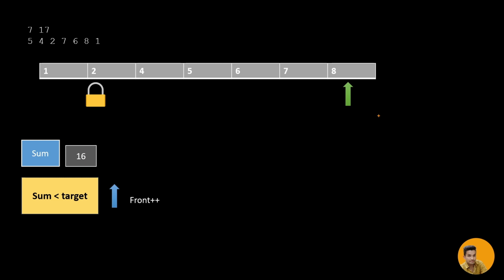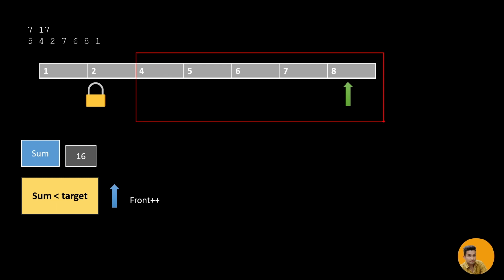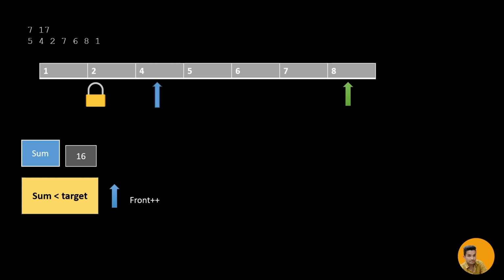Again the same thing, we will do the sum of two values in this problem, where the front will be here, and again we will do the summation. So this will be 4 plus 2 plus 8, that is 14. It is still less, so we'll increase. 15 is less, so we will increase. Still less, we will increase.